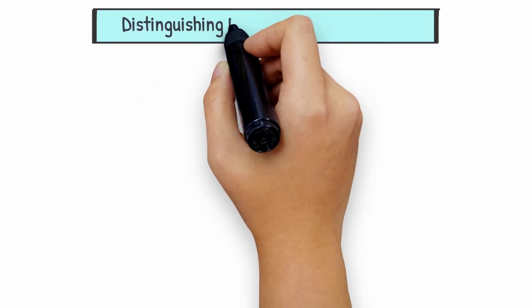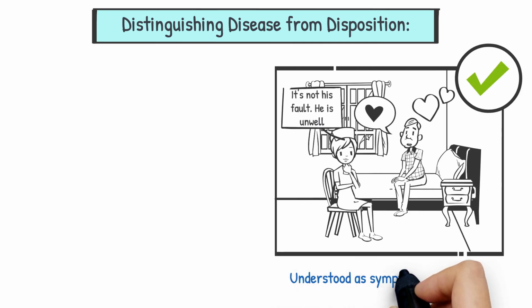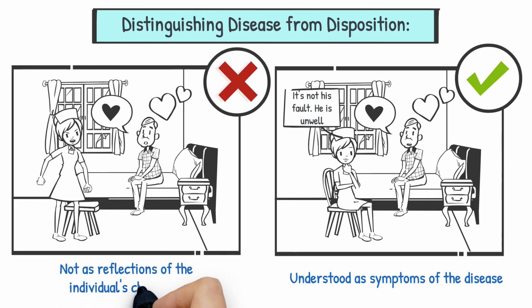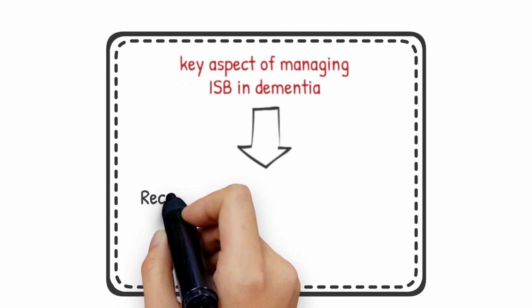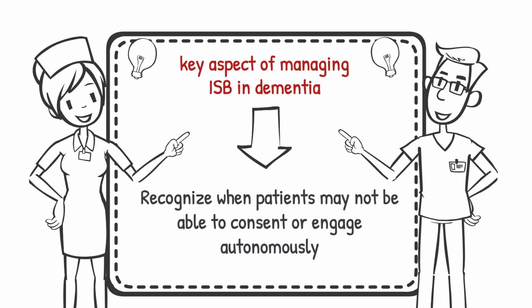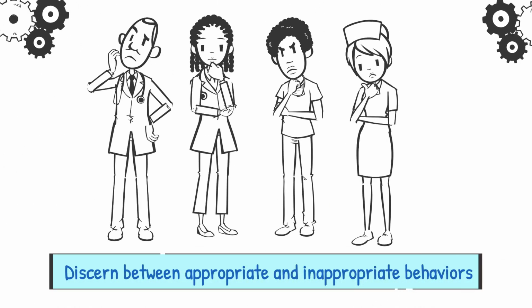Distinguishing disease from disposition. In managing ISB in dementia, it's vital to understand that such behaviors are symptoms of the disease, not reflections of the individual's character. This condition affects the brain's ability to process information and regulate behavior. Recognizing when patients may not be able to consent or engage autonomously is key. Providers must discern between appropriate and inappropriate behaviors, considering the patient's cognitive state.